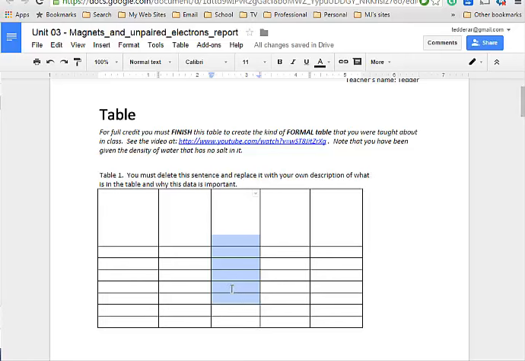And you've got 2 different sets of unpaired electrons. You might put those in that column and that column. Does that make sense? Then you got all your data in one table.